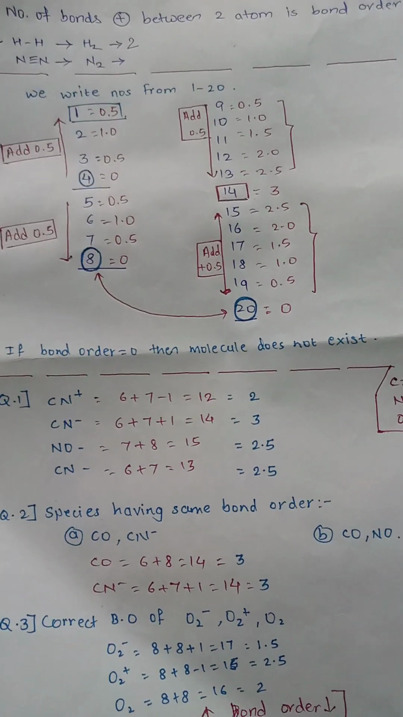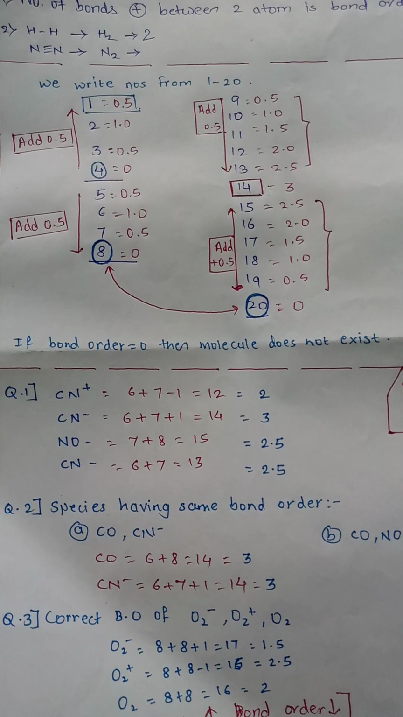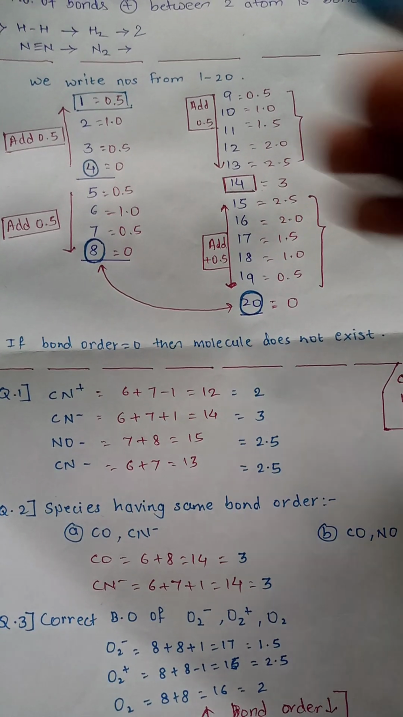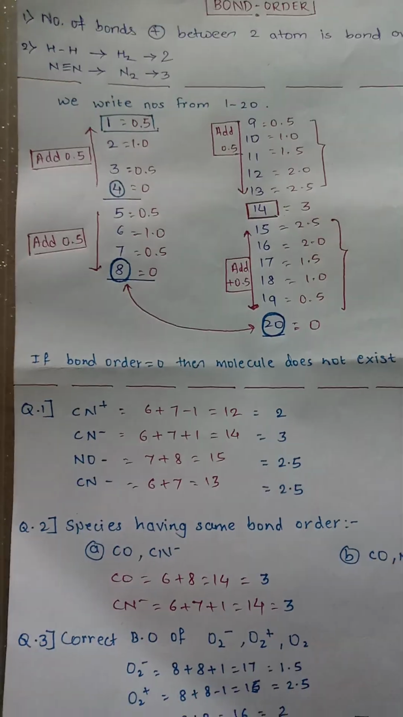Then we have N triple bond N, that is N2 molecule. Again we can see there are 1, 2 and 3. So how many? 3 is the bond order.